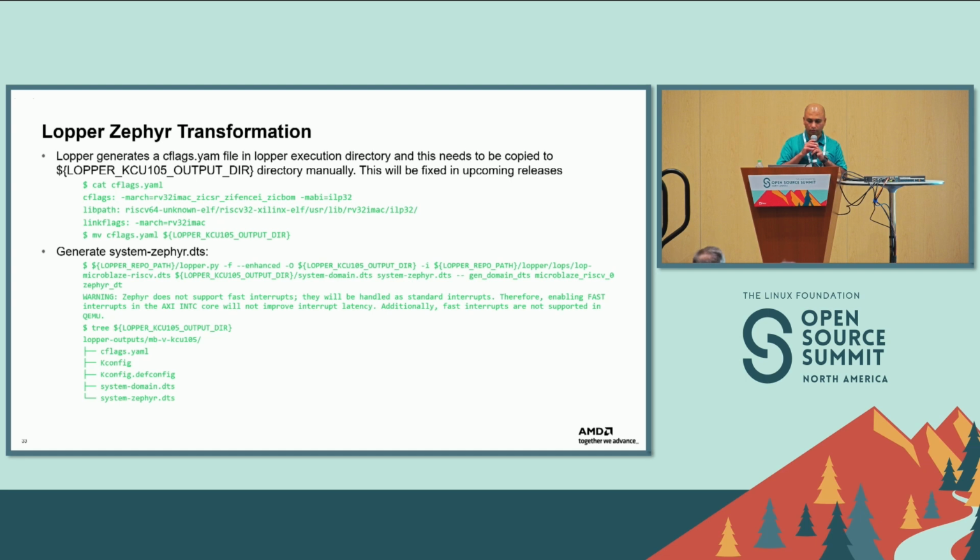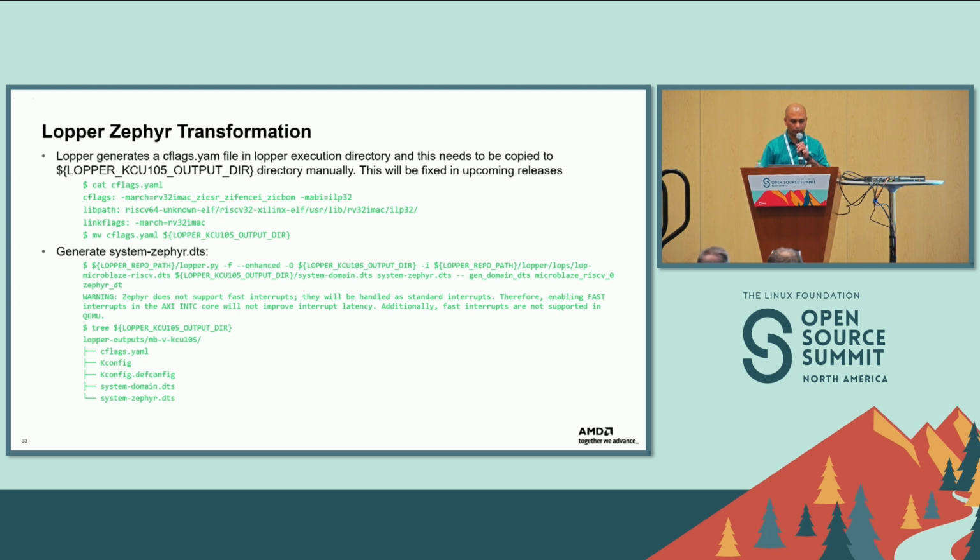And if you look at the output of this C flags YAML file, it contains all the RISC-V ISA tune settings, which are required for the Yocto project builds. And once you have this domain.dts and the C flags, you run them through the Lopper assist files, and then you can generate something called system-zephyr.dts.